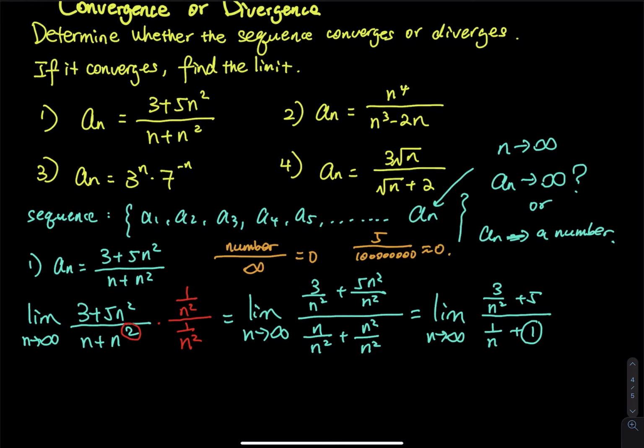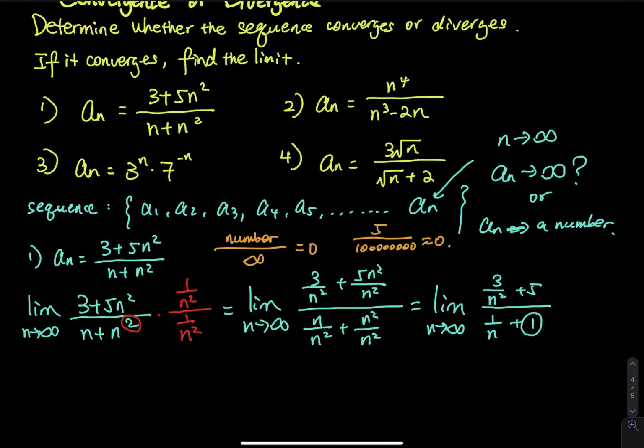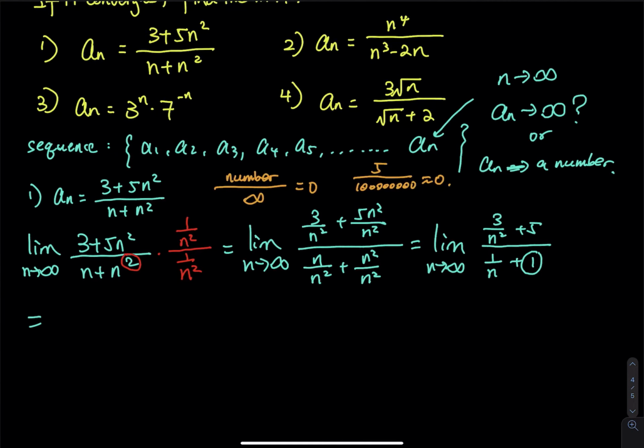So what do we have? We have 0 plus 5 and then 0 plus 1, which equals 5. 5 is a real number, so that means the sequence converges. So you just write converge. What if that equals infinity? Then that will be divergent.